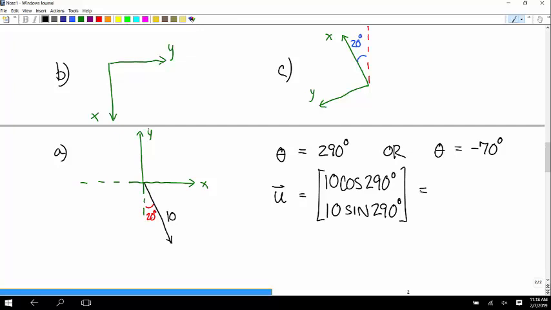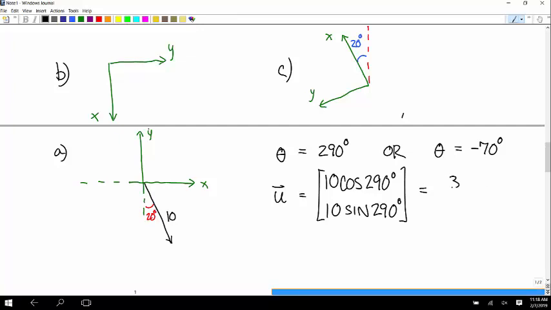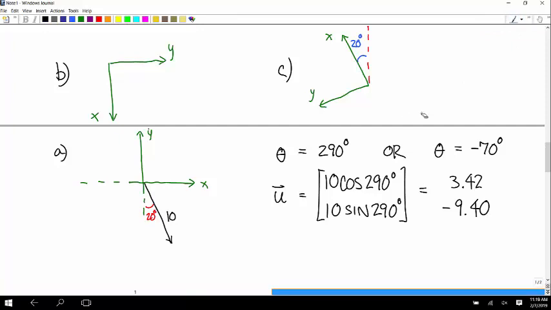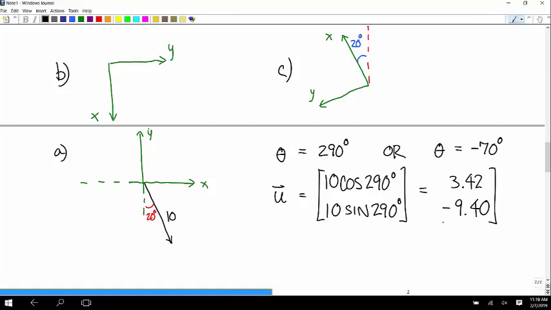And so plug that into your calculator and you get 3.42, negative 9.40. So that always works. You can always do that.